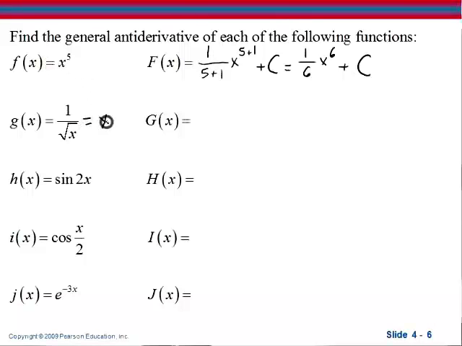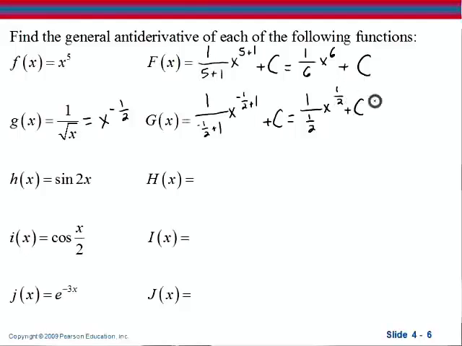Now the second part here is also a power rule. We need to think about that as x to the negative 1/2. So that would be 1 divided by negative 1/2 plus 1, x to the negative 1/2 plus 1, and of course plus c. Negative 1/2 plus 1 is positive 1/2. So I have 1 divided by 1/2, x to the positive 1/2, plus c. If you multiply top and bottom of this fraction by 2, that will give us 2 on top and 1 on bottom, so we will have 2 x to the 1/2 plus c.